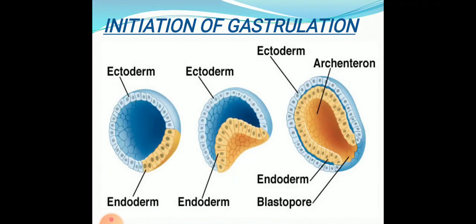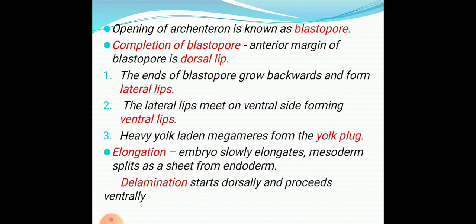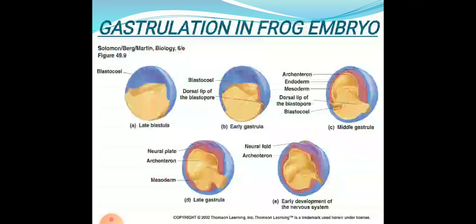Okay. So what is the blastopore? The opening of the gastrocele is known as the blastopore. Already I told about the lateral lips, ventral lips, and elongation. The embryo slowly elongates, and the mesoderm splits as a sheet from the endoderm. That is the elongation, and delamination means it starts dorsally and proceeds ventrally. So these are the events of gastrulation in frog.